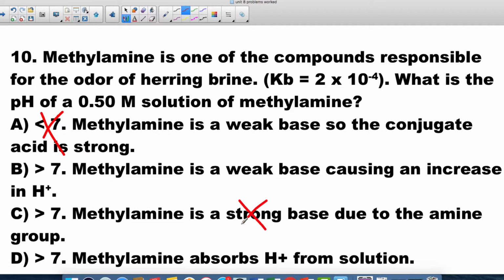Methylamine is not a strong base because the Kb value is fairly low. Choice B is wrong because bases do not increase the hydrogen ion concentration. So again, another example of finding the answers that are not right. Help your students understand how to find the wrong ones, and oftentimes they will find the right ones.